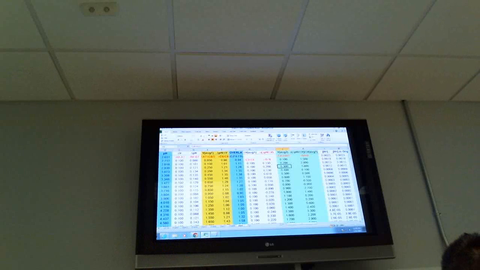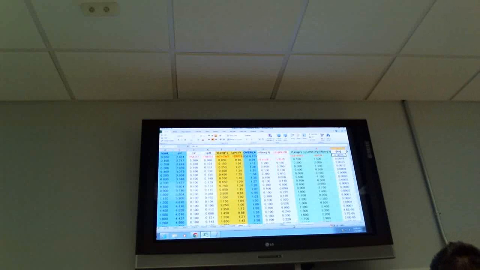Is that clear enough? These last two columns are for the Gran plot. That's extra credit, so you don't have to do that necessarily. But that's a Gran plot. Look it up on the internet if you want to know what it is.